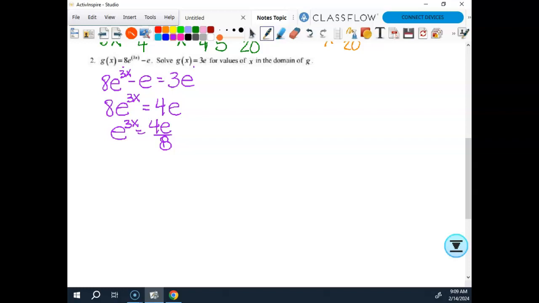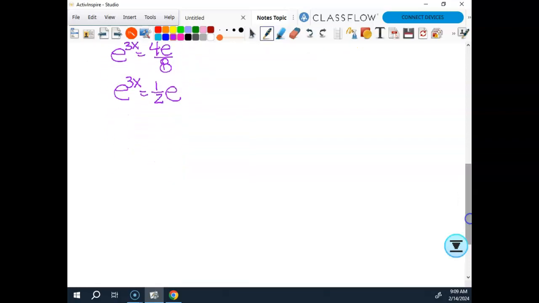Let's go with 1/2 times e first. So e to the 3x power equals 1/2 e. Okay. So now, I cannot just drop the e's because I have that 1/2 in there. Like I did up there on the first one, I could have just dropped them because they were both isolated. But I have that 1/2 here, so that's a big fat no. So instead, I'm going to take the natural log of both sides. So natural log of e to the 3x power equals natural log of 1/2 e.